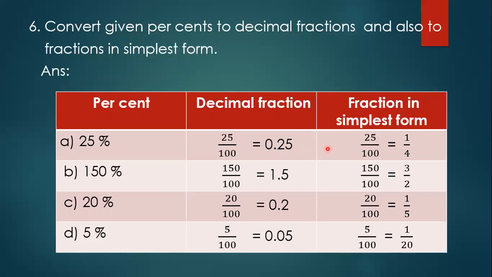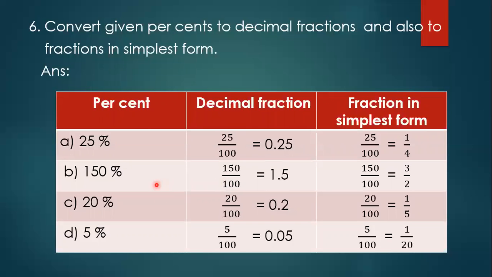Now we will write it in the simplest form. 25 upon 100. Both we can divide either by 5 or directly I have cancelled by 25 only. 25 ones are 25. 25 fours are 100. So simplest form we can write 1 upon 4. Second question, 150%. So 150% in fraction we can write 150 upon 100.